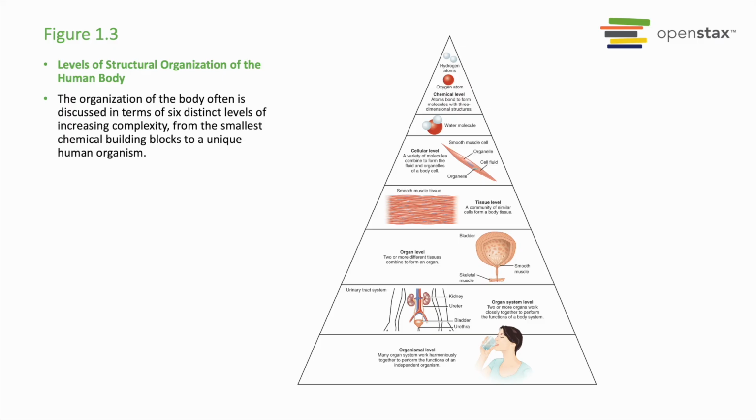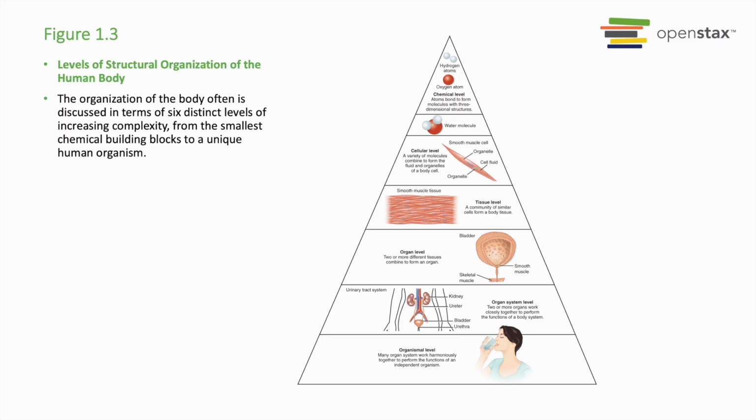This illustration shows biological organization as a pyramid. The chemical level is at the apex of the pyramid, where atoms bond to form molecules with three-dimensional structures. An example is shown with 2 white hydrogen atoms bonding to a red oxygen atom to create water.